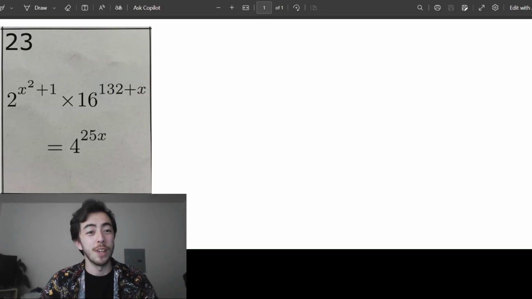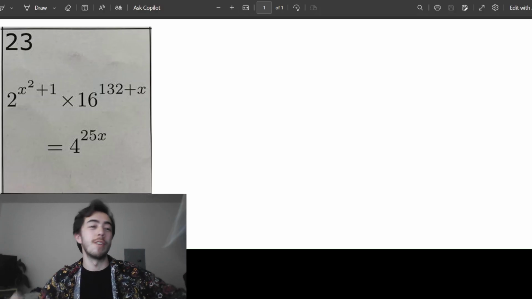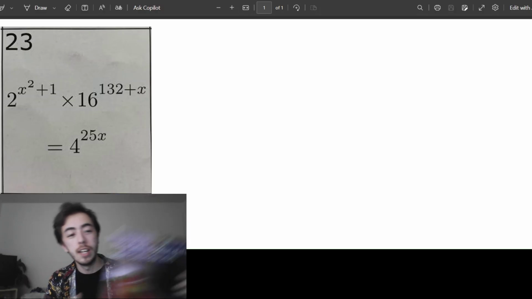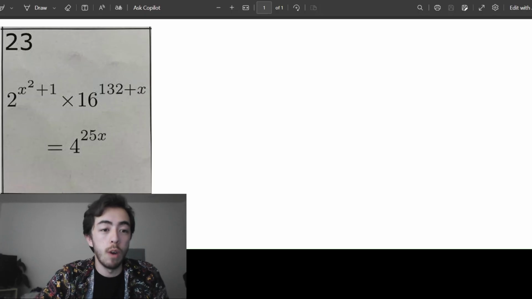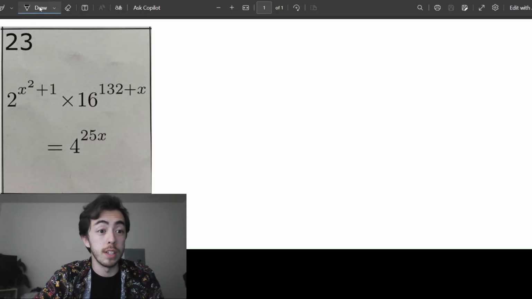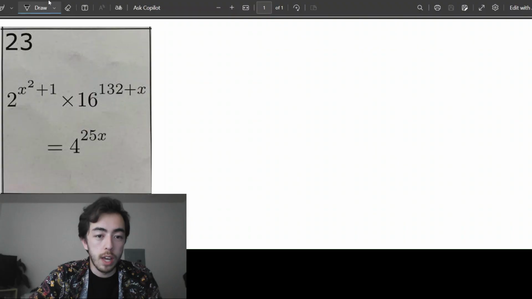Today is July 23rd, and we're solving problem number 204 from the Daily Epsilon calendar. And we should show why x is equal to 23 today. Looks like we have an equation with a lot of exponents.